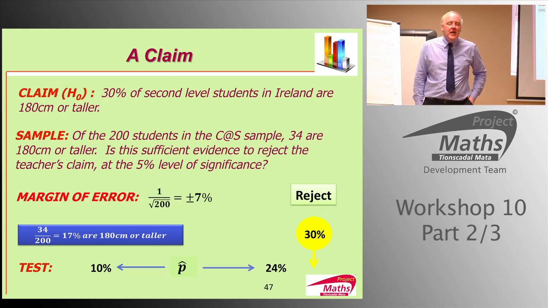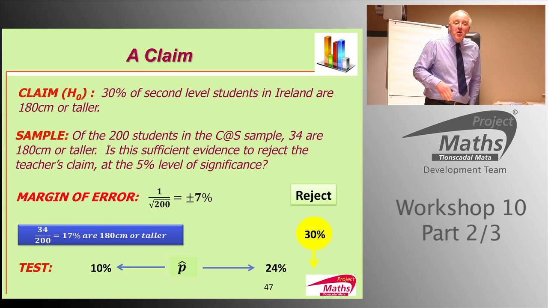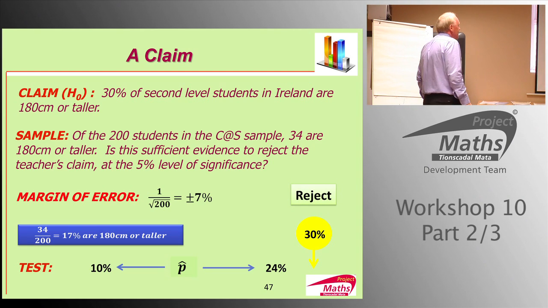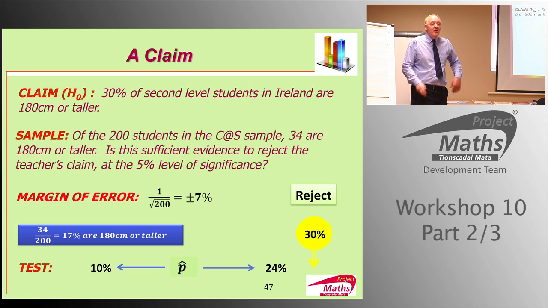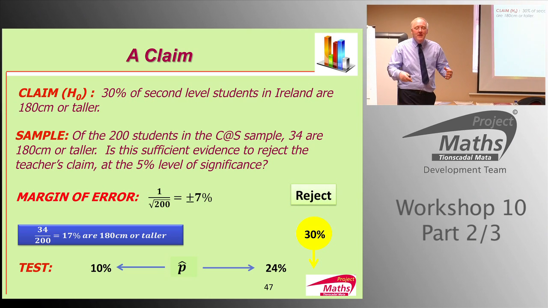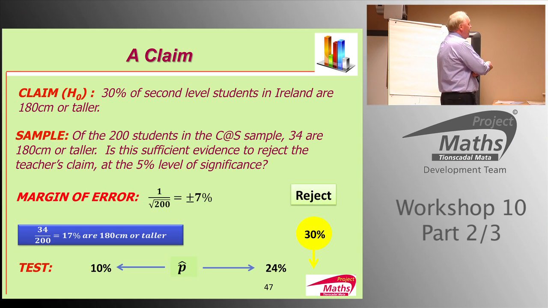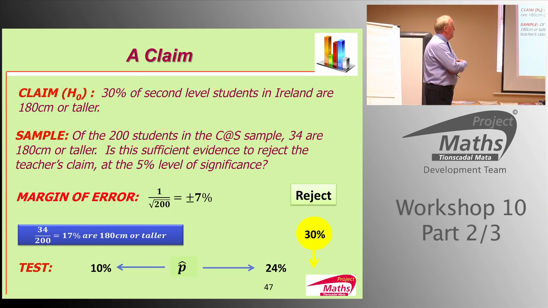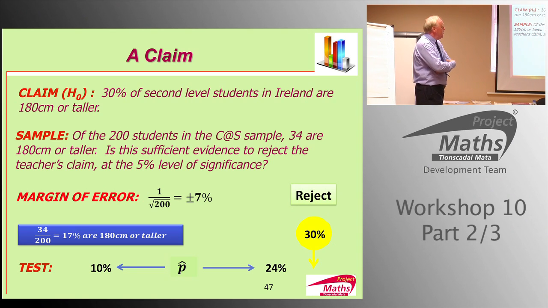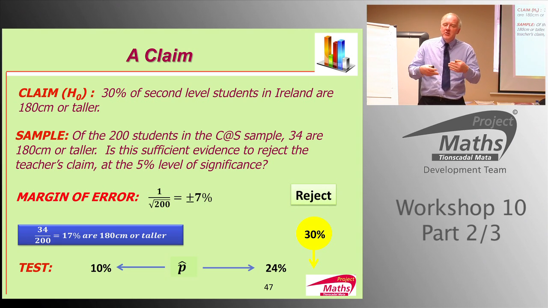A teacher, going down the corridor, was looking at the students and she said, they're getting taller, right? So she said 30% of second level students in Ireland are 180 centimetres tall. That's her claim. Okay? So now, how are we going to test the claim? Of a sample of 200 students in a census at school, 34 are 180 centimetres or taller. Is this sufficient evidence to reject the teacher's claim at the 5% level of significance? Is there enough evidence there to reject her claim?